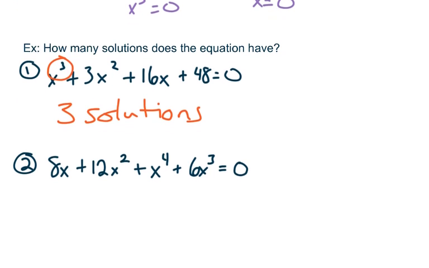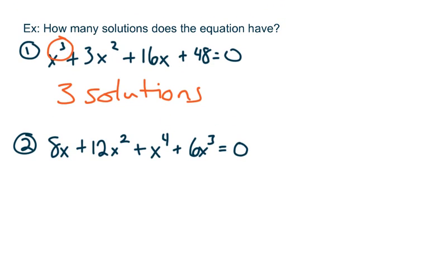For number 2, we're not written in standard form, but it's still based on the degree. The degree in this example is 4. It's the highest exponent, so that tells me I have 4 solutions. That's a very basic example, but a brief overview of how the fundamental theorem of algebra works. The highest exponent, or the degree of the polynomial, tells you how many solutions you're going to have, assuming that any repeated solutions are counted individually.